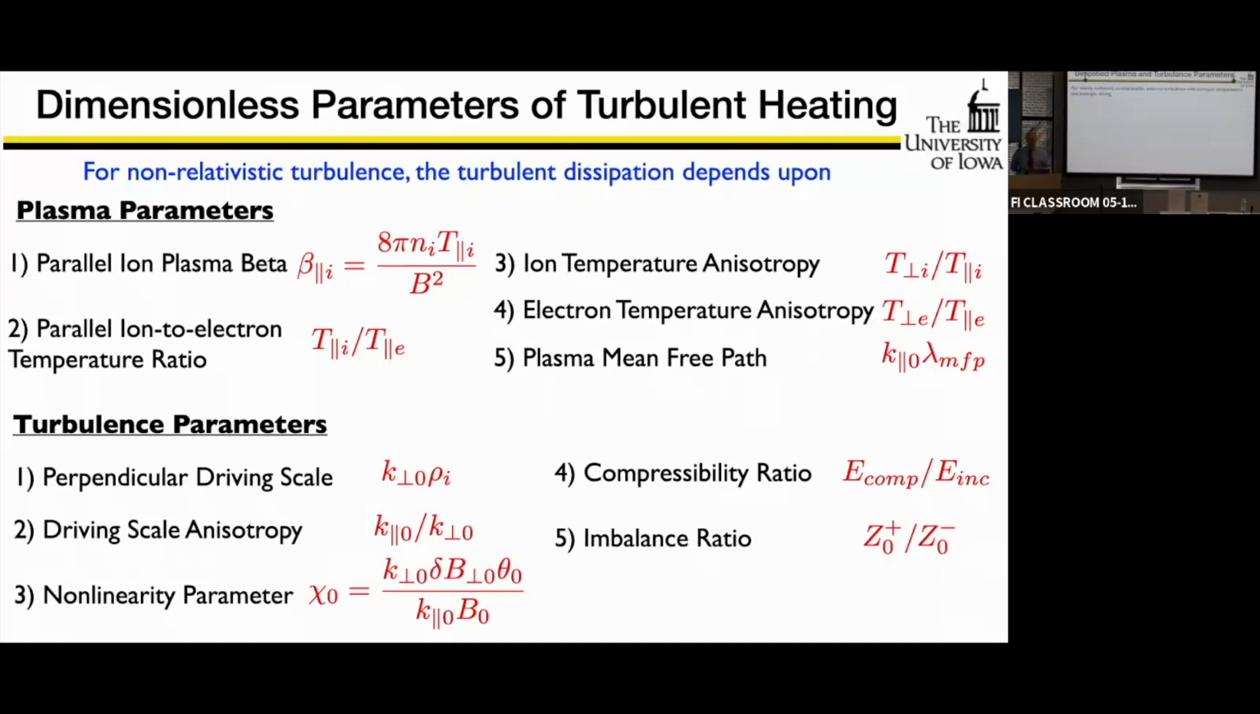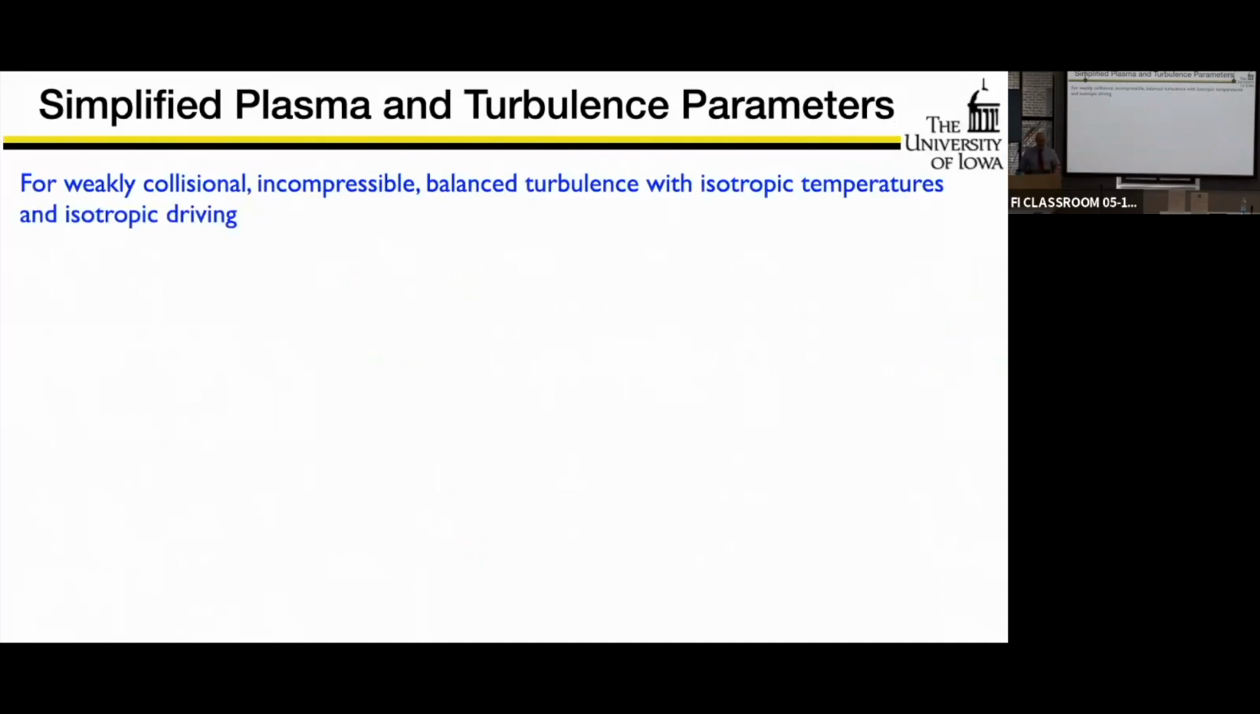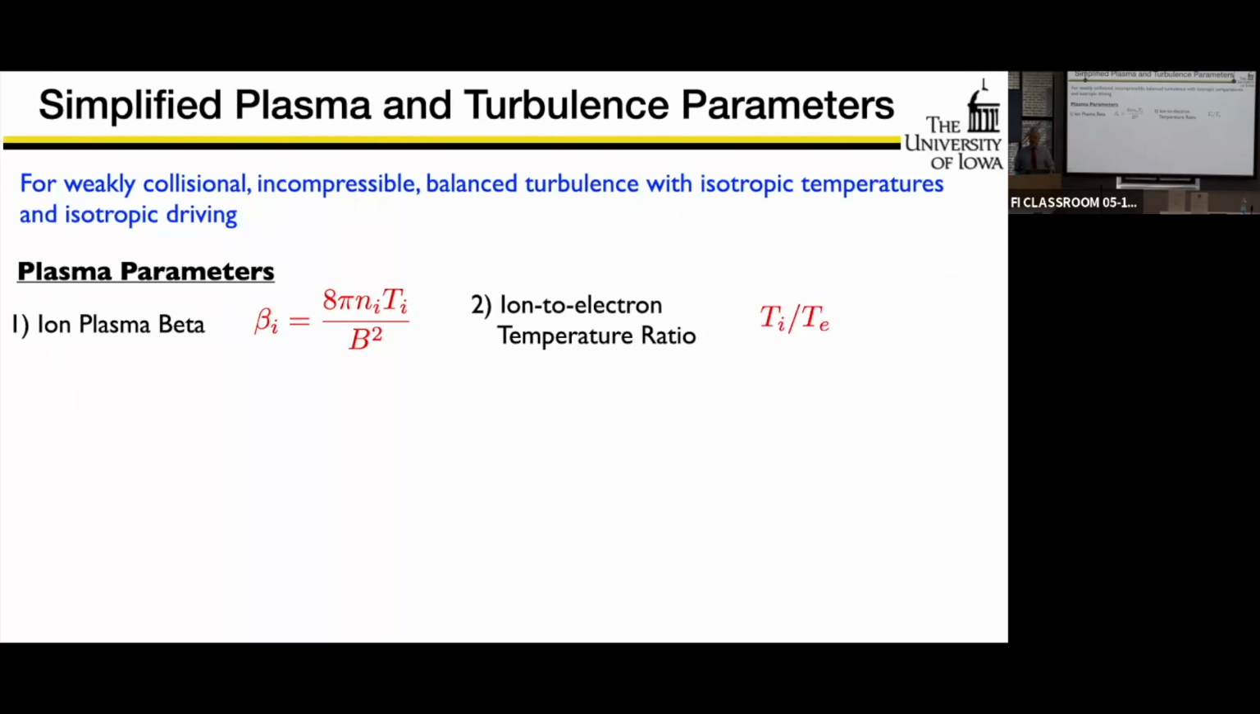So what we often do is we simplify things. If I take some simplifications, and it's going to sound crazy when I say it: it's a weakly collisional plasma, it's incompressible turbulence, it's strong turbulence, and it's balanced with isotropic temperatures and isotropic driving. That sounds like a whole lot of approximations, but in fact many turbulent systems will satisfy all of these characteristics. In that case, you can simplify this down, and you just have the standard ion plasma beta, which is the ion thermal pressure over the magnetic pressure, and the ion to electron temperature ratio. Those are the only two plasma parameters left.